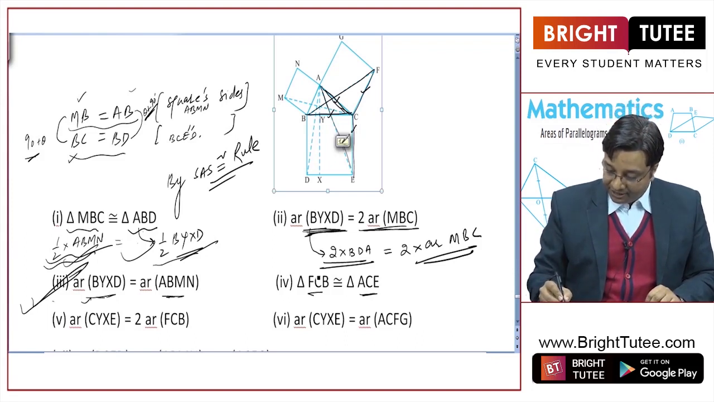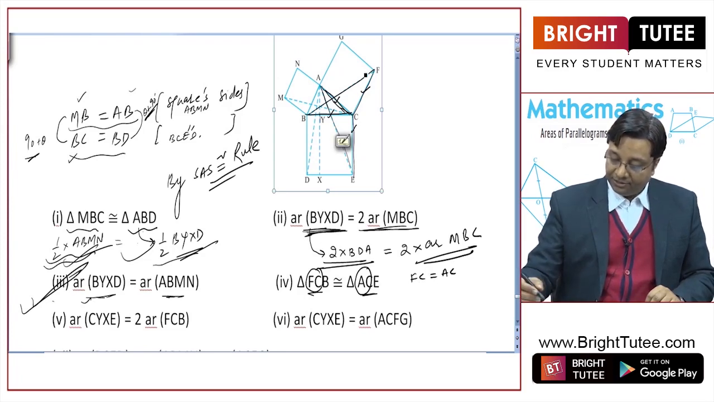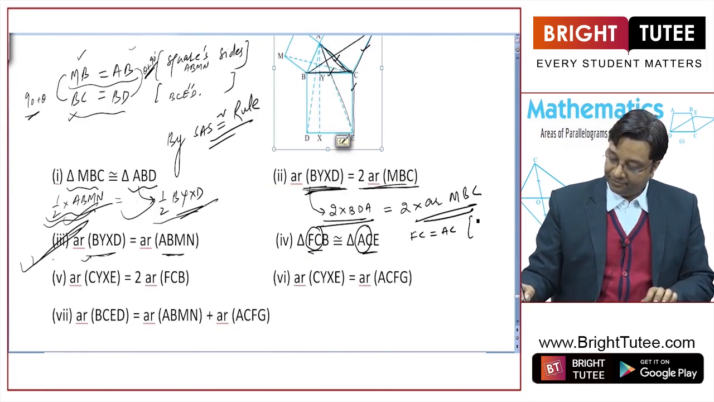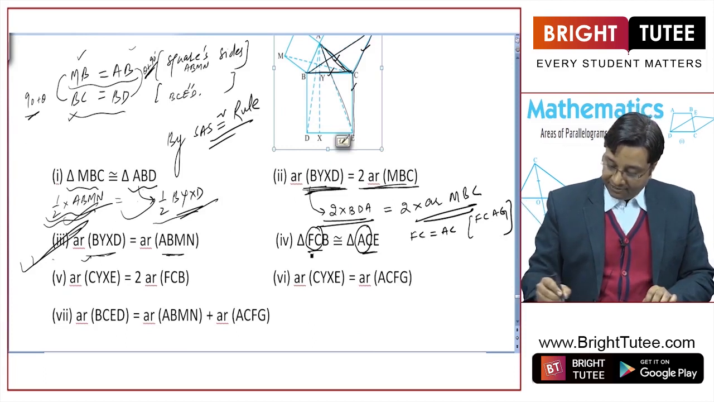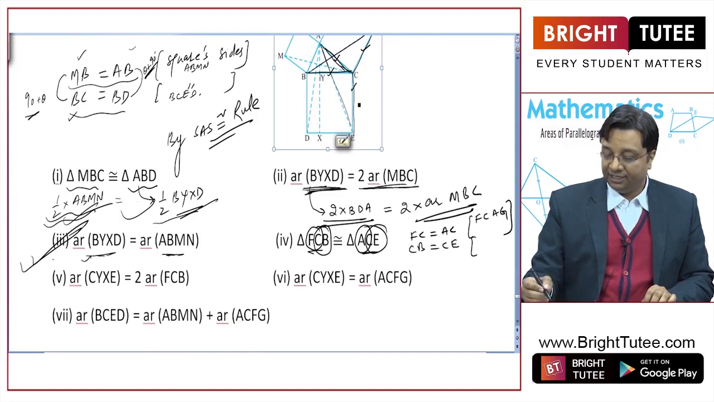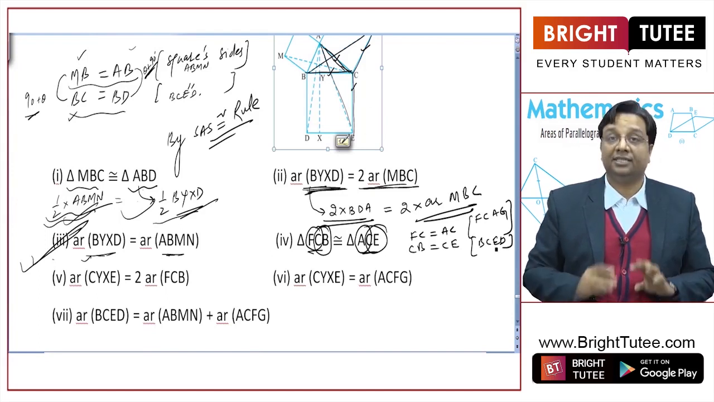So here what I can say is FC is equal to AC, sides of square FCAG. Square FCAG, for your reference I am writing here, right? And what about other sides? Side CB is equal to side CE. And why is this true? Because these are sides of BCED, which is a square, hence the sides are equal.